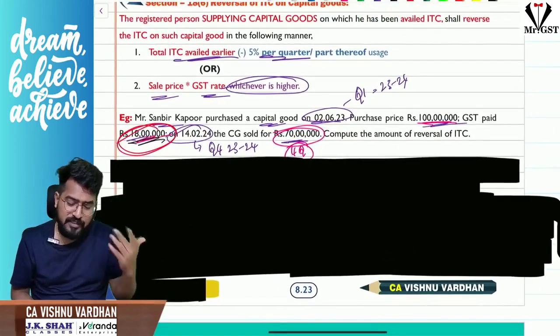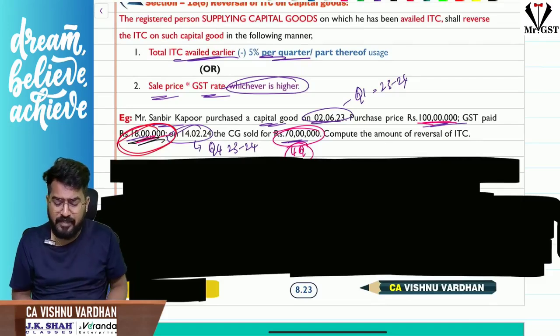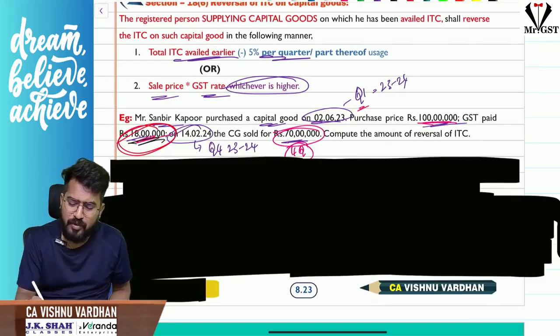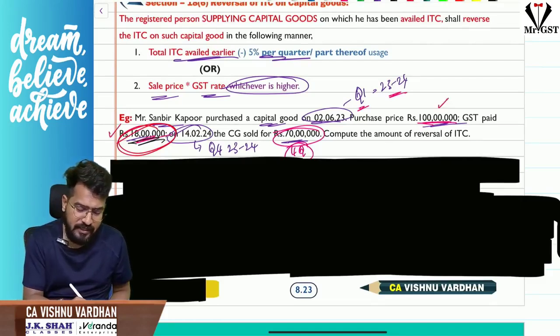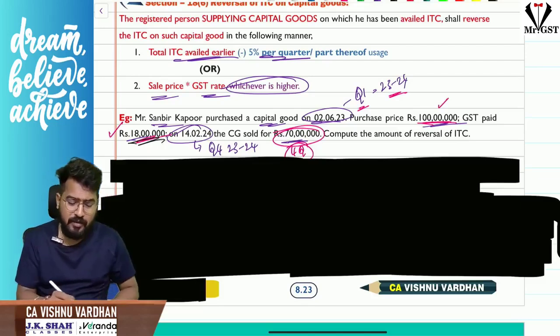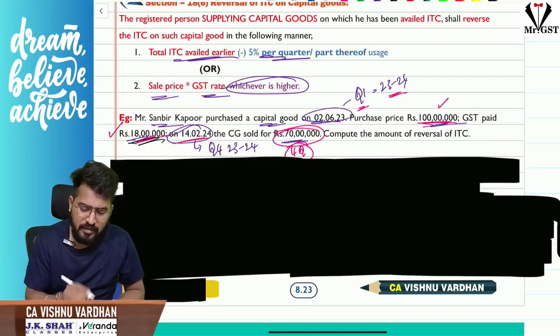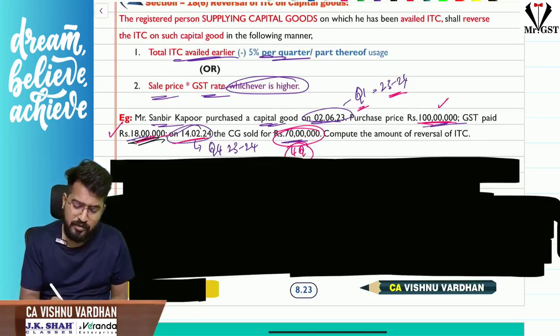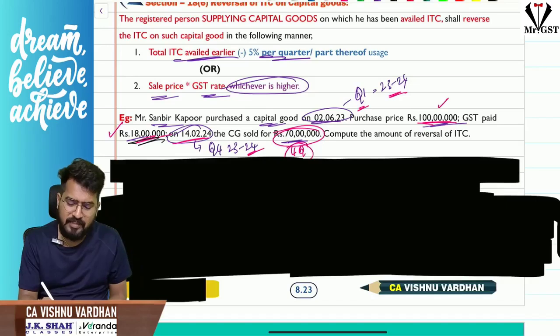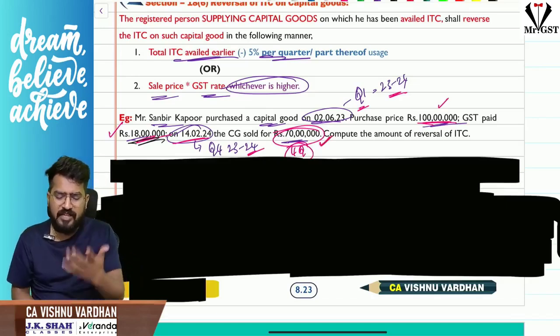Okay, so now see, for example, Mr. Sanbir Kapoor has purchased capital goods on 2nd June 2023. This is happening in Q1 of the 23-24 financial year. Purchase price 100 lakhs, GST 18 lakhs. That means the GST rate is 18%. Now, sir, he is selling this capital goods on the auspicious day 14th Feb 2024, which also falls in the 23-24 financial year, for 70 lakhs. Compute the reversal of ITC.